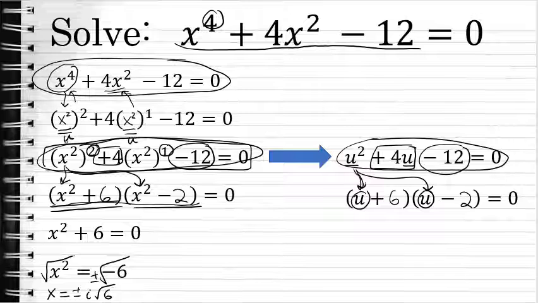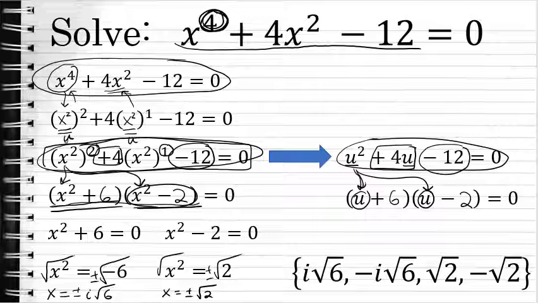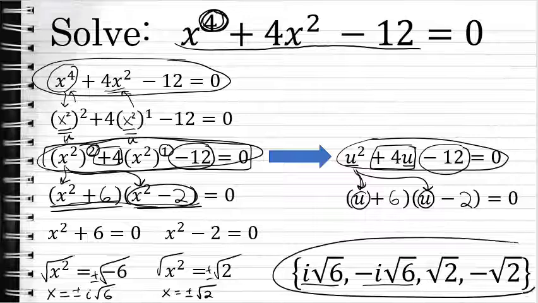You can find the other two solutions to the equation by setting the x squared minus 2 factor equal to 0, adding 2 to both sides of the equation, and then taking the square root of both sides, again including a plus or minus in front of the square root of 2. This time the two solutions for x are real numbers. They're irrational, but they are real numbers, positive and negative square root of 2. Now remember, our original equation was a fourth degree equation, which implies there should be 4 solutions, and we did find 4 solutions: positive and negative i times the square root of 6, and positive and negative square root of 2.